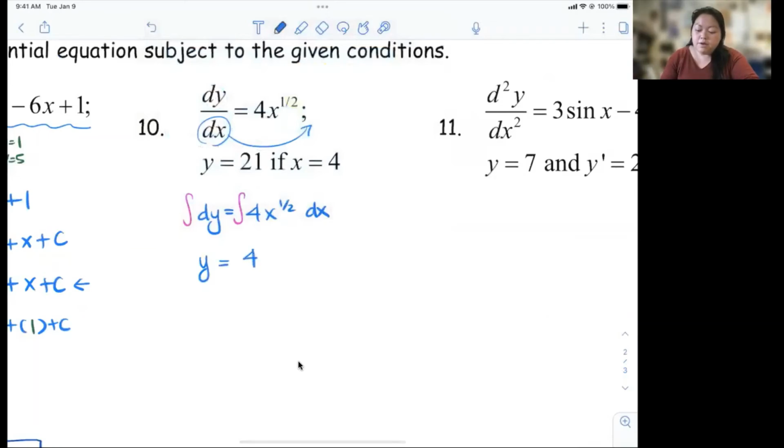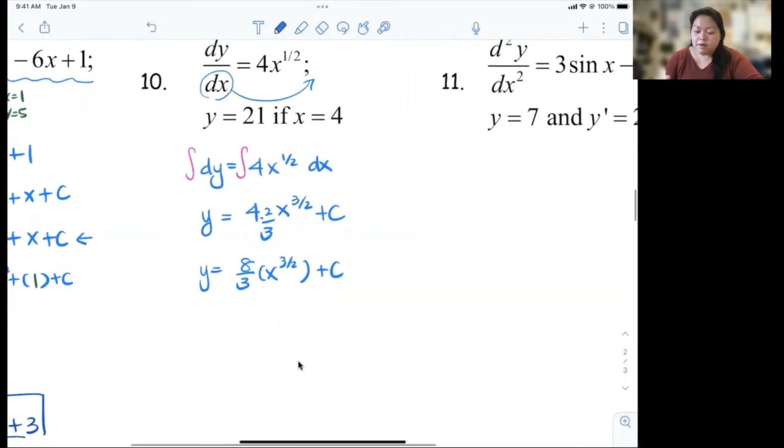So you get 4. Okay, now we're dealing with fractions. We haven't done this before. x to the, so 1/2 plus 1 is 3/2. You're dividing by 3/2. Remember, when you're dividing by a fraction, you're really multiplying by a reciprocal. So you're multiplying by 2/3. And once again, there's still a plus c. Cleaning this up, I get 8/3 x to the 3/2 plus c.